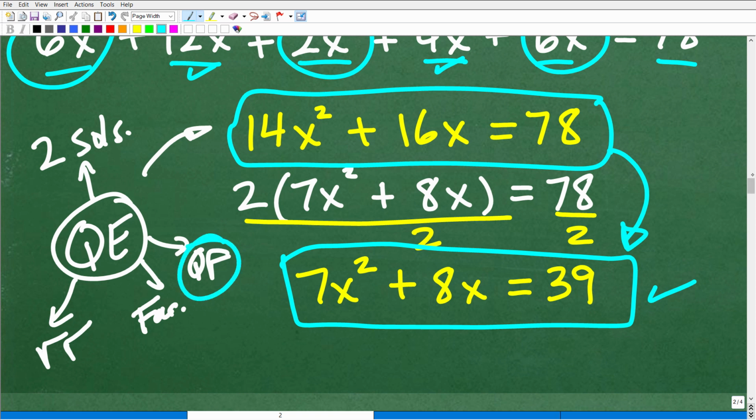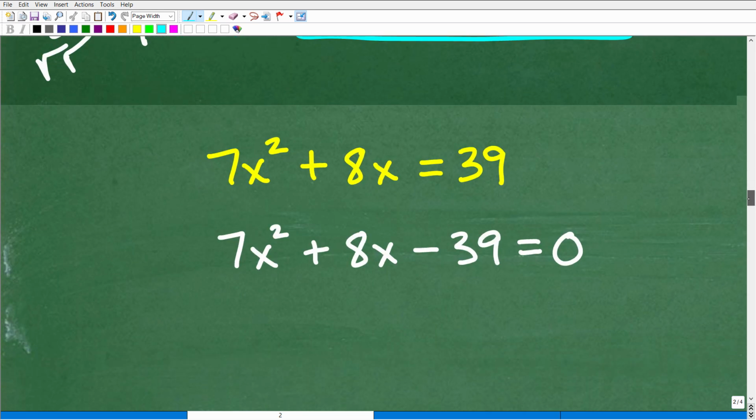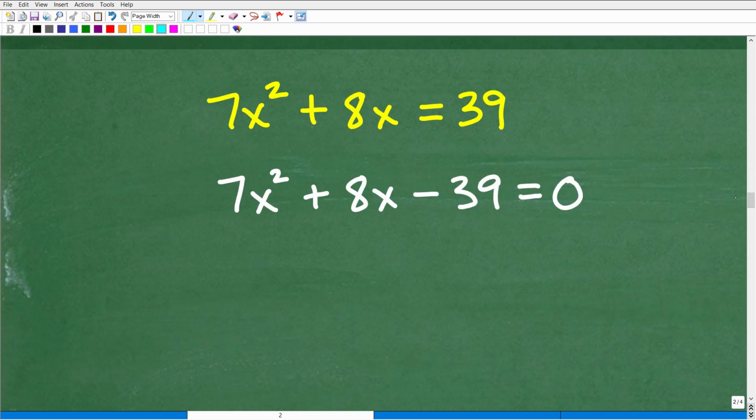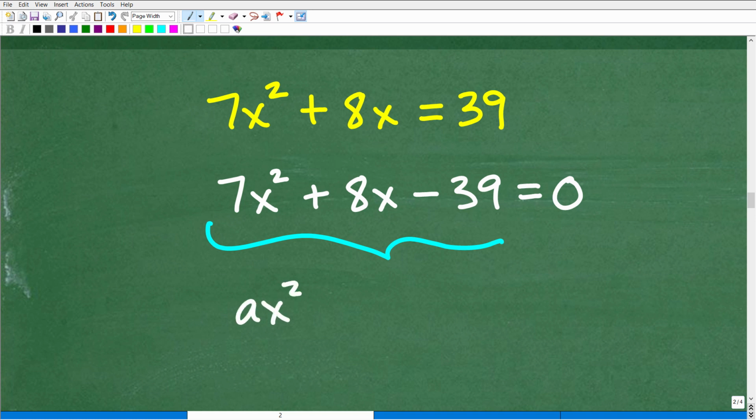All right, so let's go ahead and continue on our little adventure here. So now we've got 7x squared plus 8x equals 39. There's nothing we can do here that's obvious other than put this equation in standard form. In other words, highest to lowest power. So we're going to scoot that 39 over to the left-hand side. Now we have a quadratic equation in standard form. When I say standard form, I mean this, ax squared plus bx plus c is equal to 0.